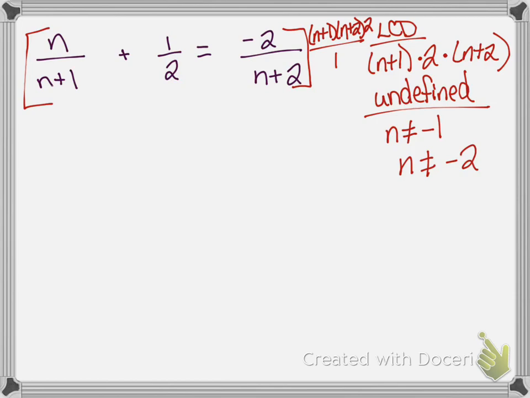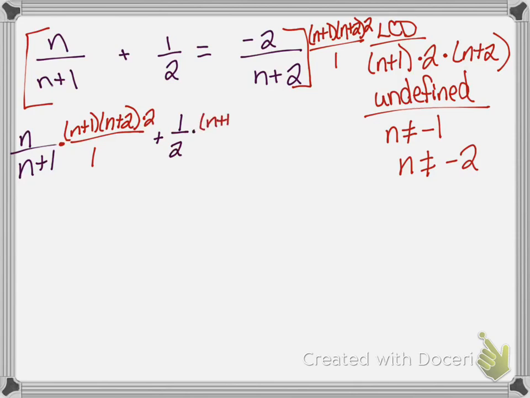Okay, so now we're going to multiply everything by the LCD. So I have n over n plus 1, and I am multiplying that times n plus 1 times n plus 2 times 2. Then I have 1/2 times n plus 1, n plus 2 times 2.